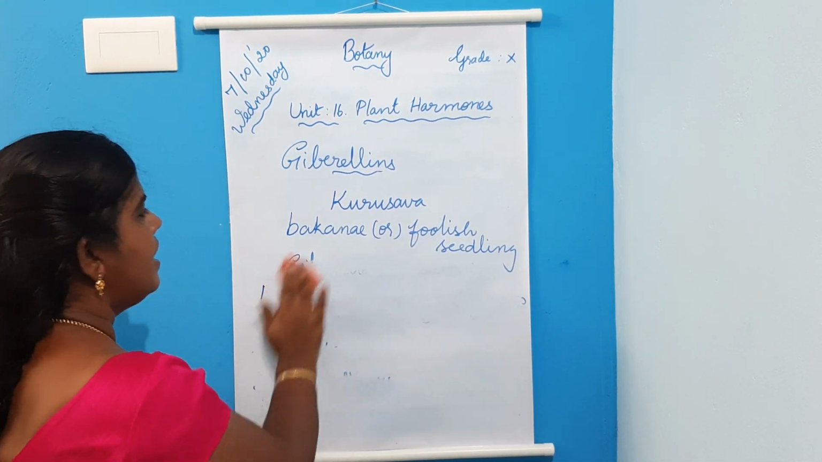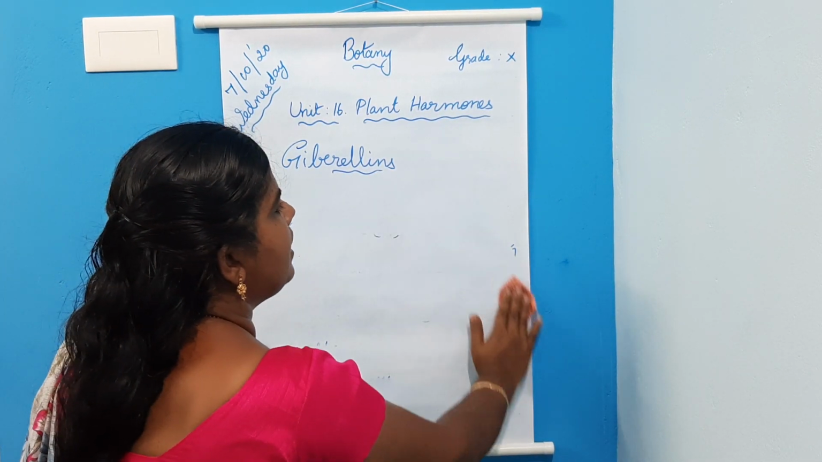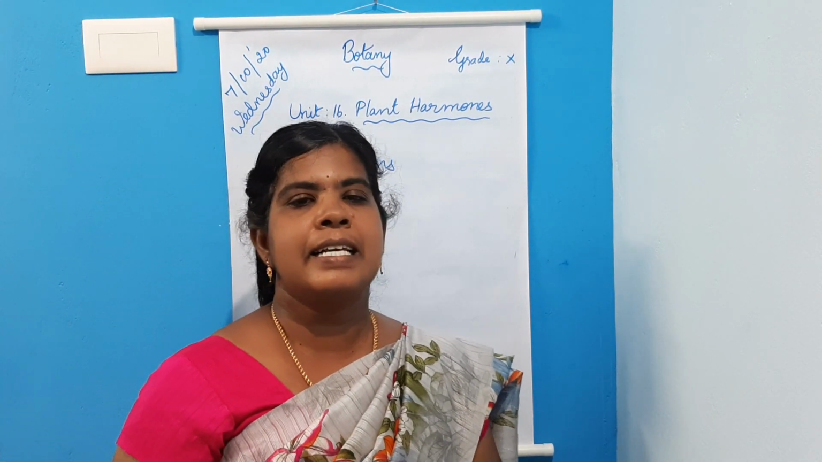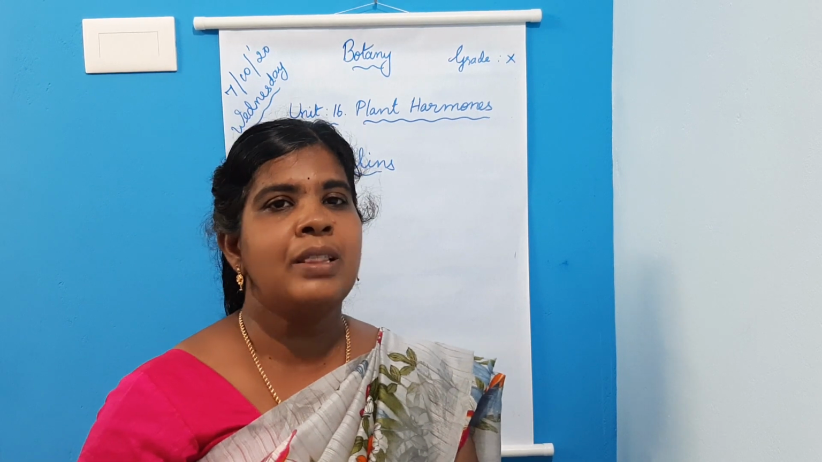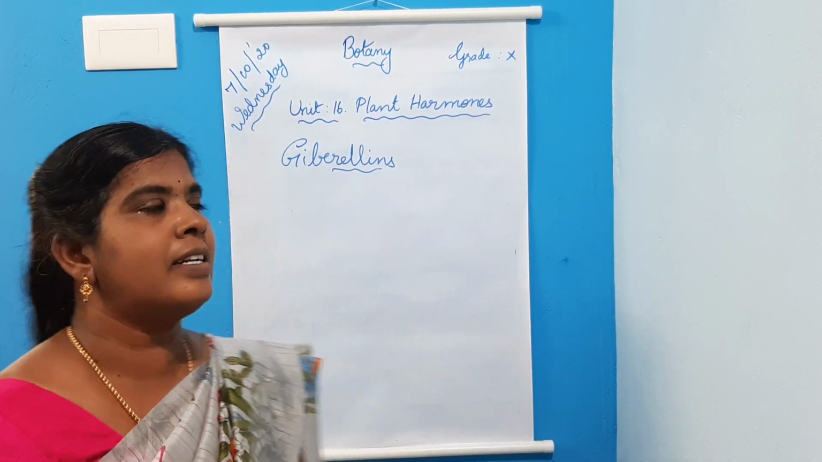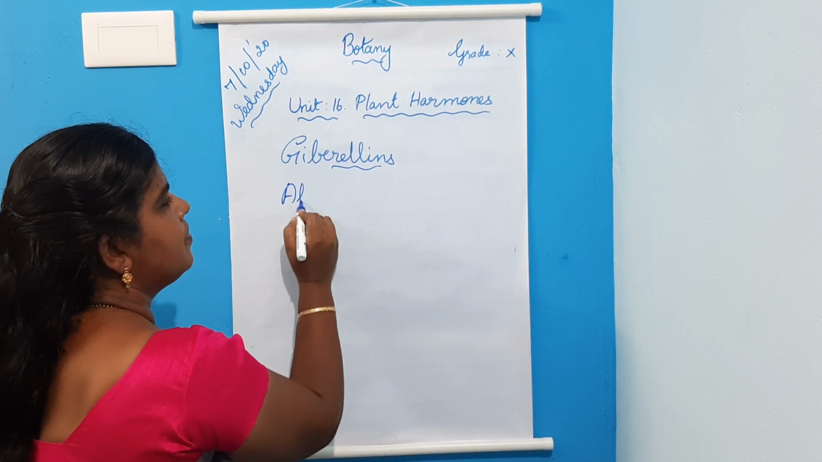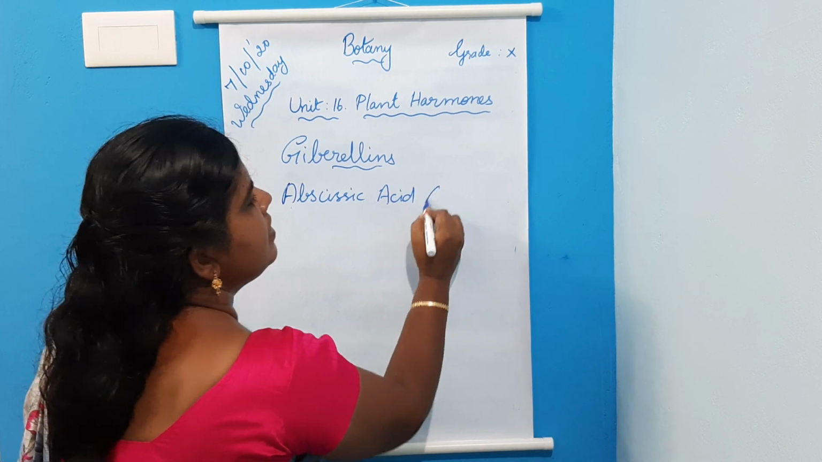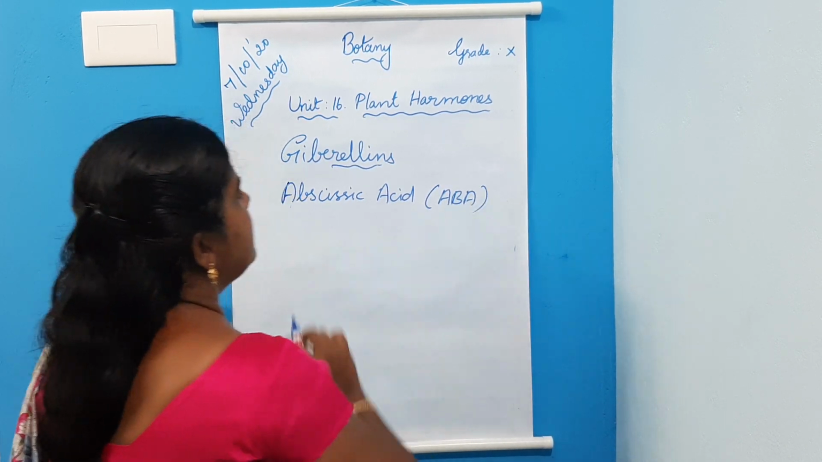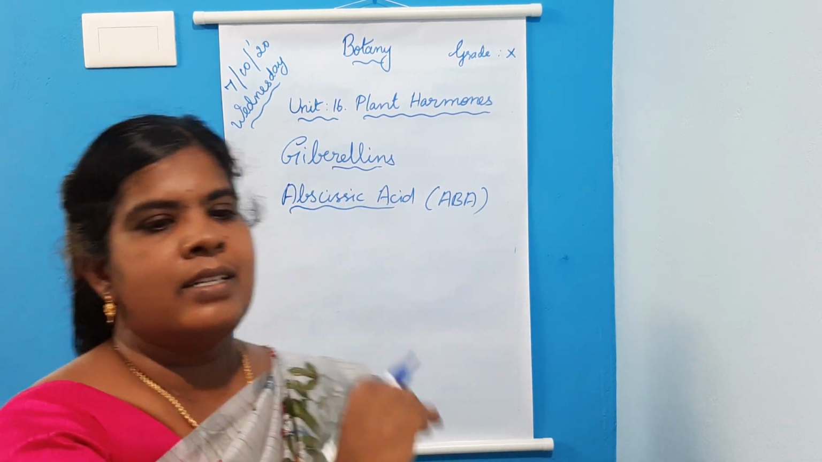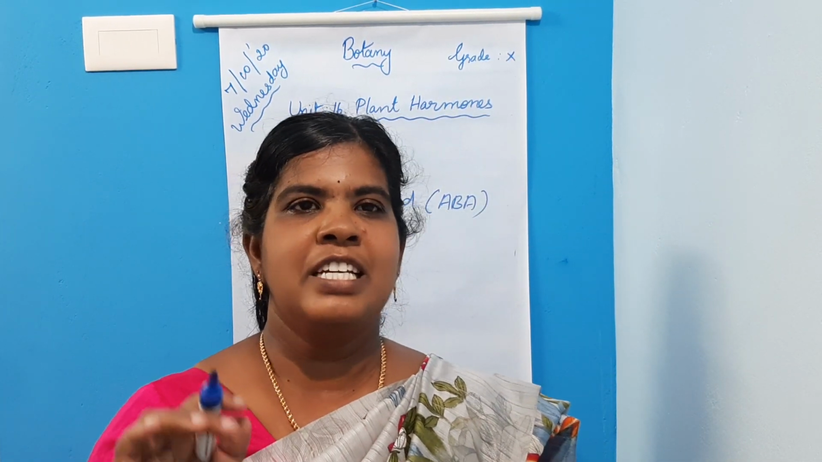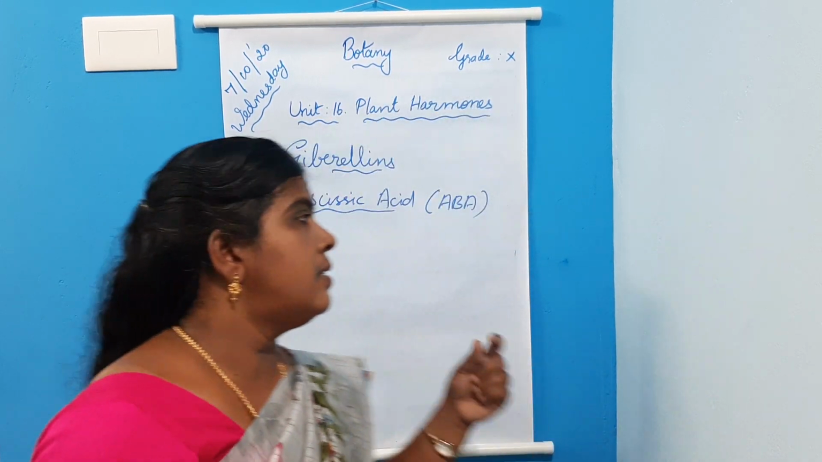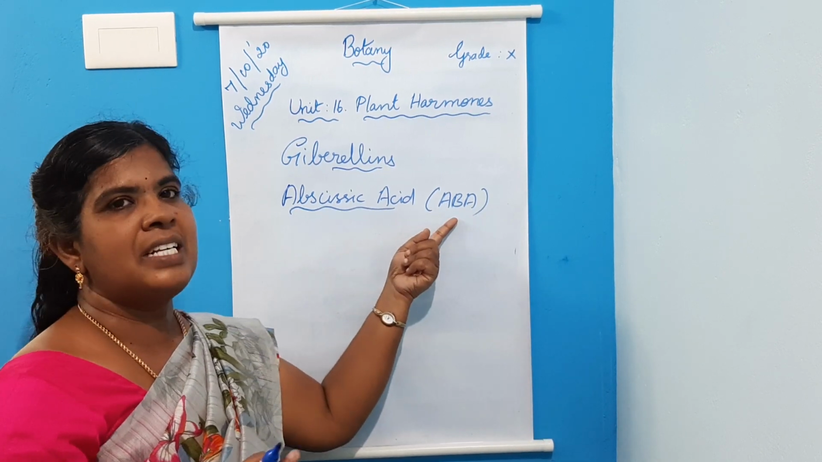Next plant hormone is abscisic acid. The first three plant hormones are growth promoters. The last two, that is abscisic acid and ethylene, are the growth inhibitors we have studied already, isn't it? Now, abscisic acid, in short, it is termed as ABA. This abscisic acid is the growth inhibitor which inhibits the growth of a plant, and regulates abscission and dormancy.